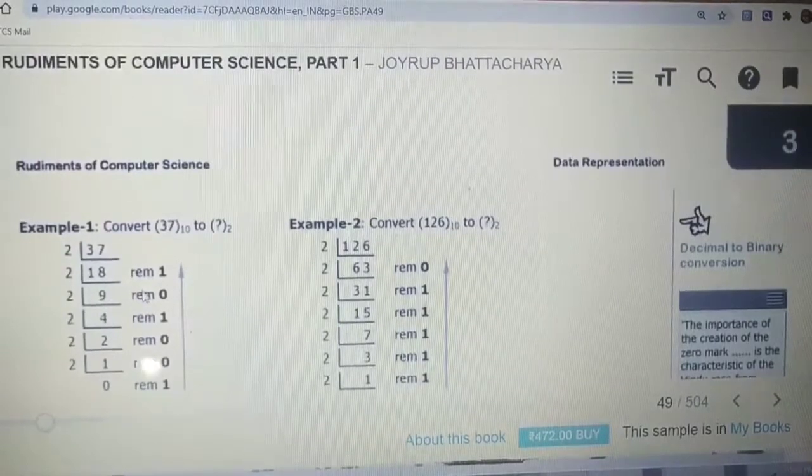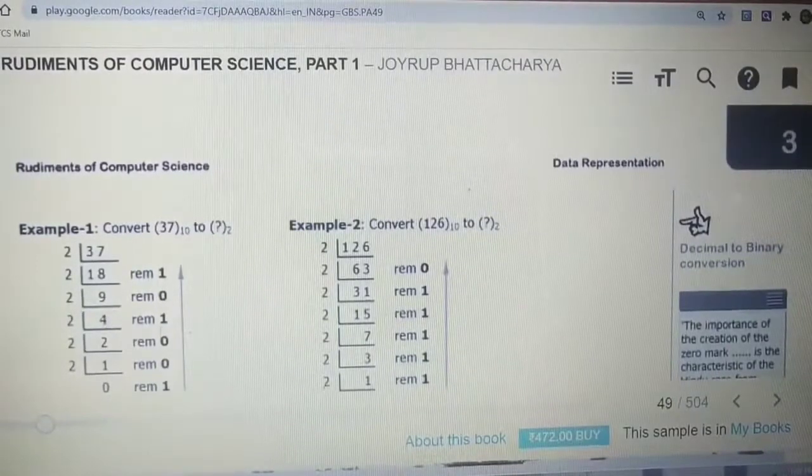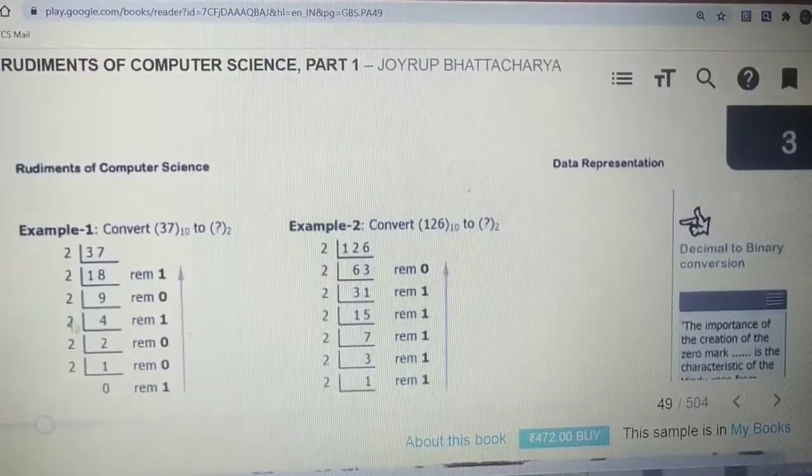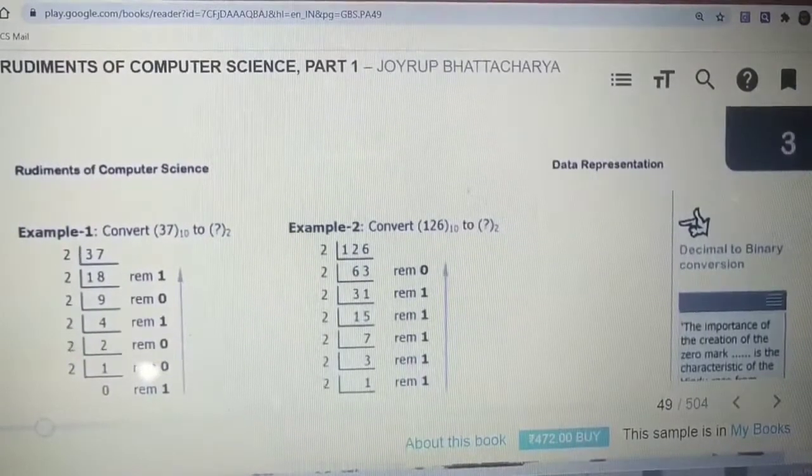If there is no remainder, then we write 0. Again 9 is there, try to divide it by 2. So 2 4s are 8, quotient is 4, remainder is 1. Again we are dividing 4 by 2. So quotient is 2 and remainder is 0. Again we are dividing 2 by 2. So quotient is 1, remainder is 0.